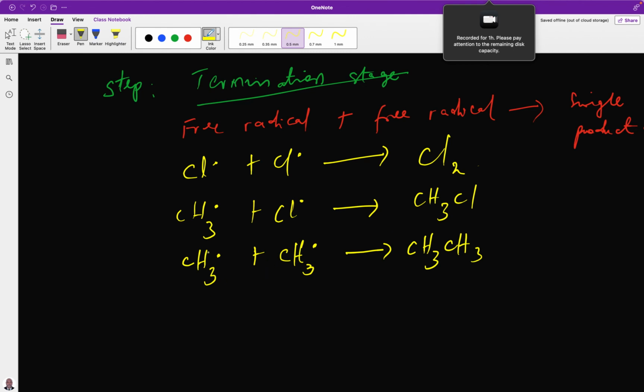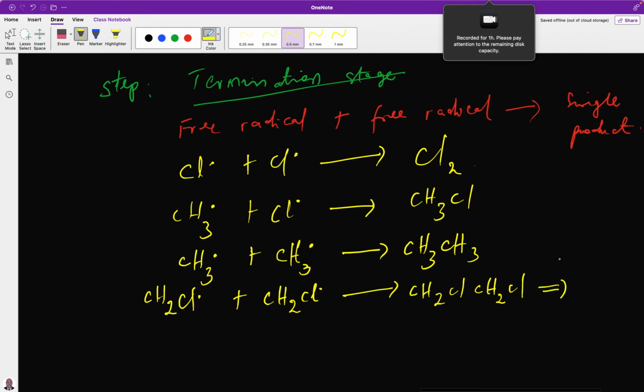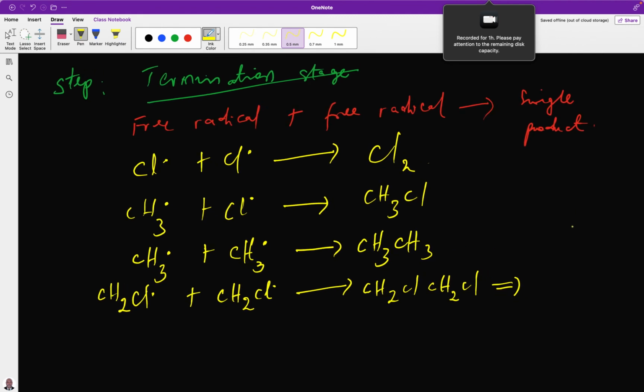Or you can have a molecule like this. You can have a free radical like this one, which will be a CH2 Cl free radical, plus a CH2 Cl free radical. It will give us what? We want to write the formula. It will be C2H4 and Cl2.